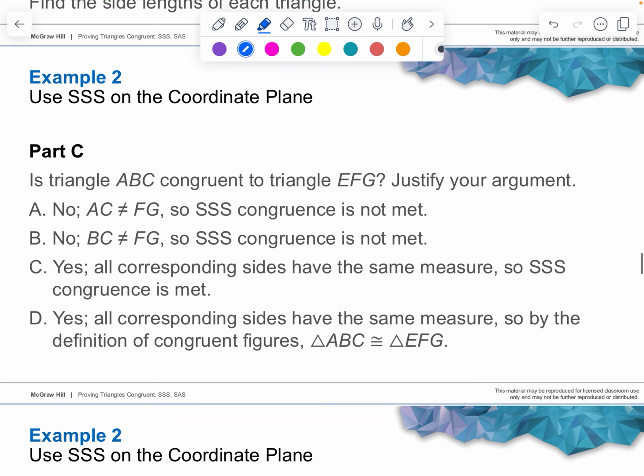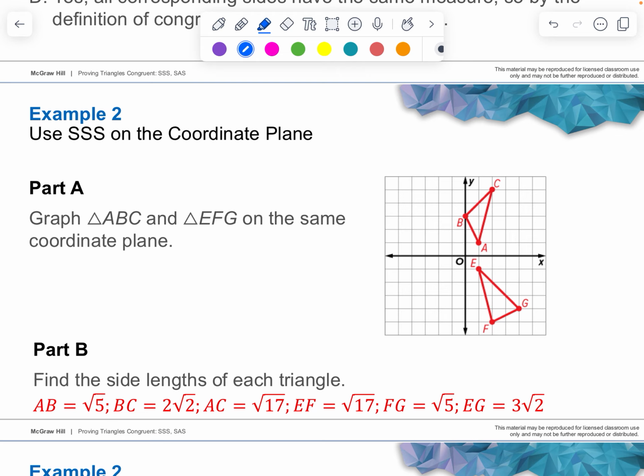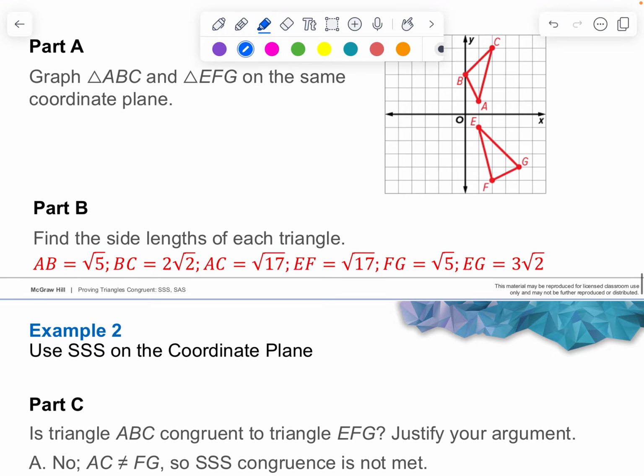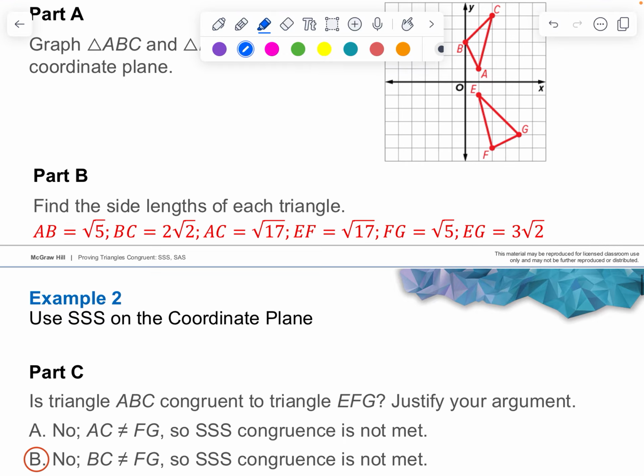So for part A, hopefully you got this graphed well. And I'm betting from part A you kind of thought, man, they don't look very congruent, but then you did the math to prove that they were not, because they had some that matched up, but that BC and that EG did not.